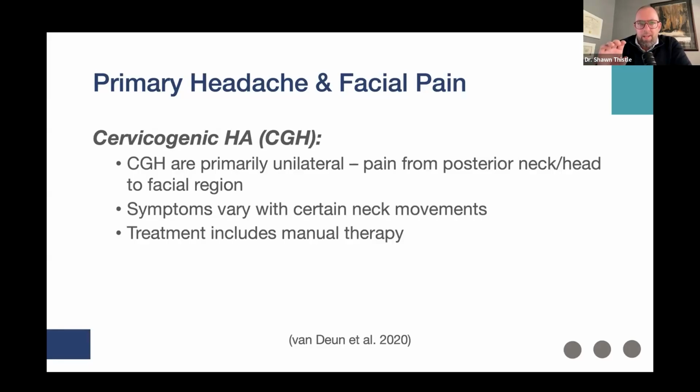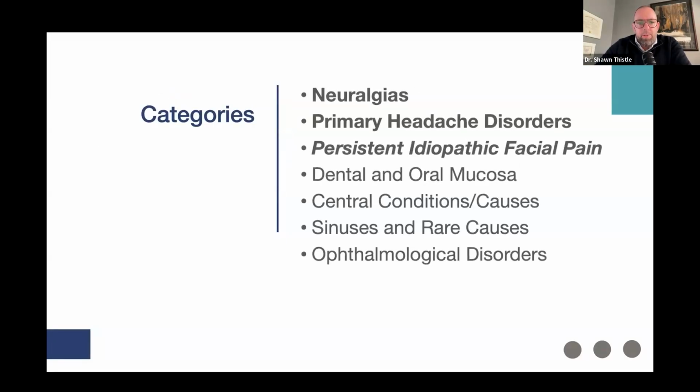In other words, I think a lot of migraine patients have a tension type or a cervicogenic component to their headache, and some migraine patients simply don't. And it's funny, we'll talk more about it in December, but we still don't know a lot about migraine headache, unfortunately. So to revisit our categories, we've gone through neuralgias, primary headache disorders. The rest of these are faster, so fear not, we will get through it.